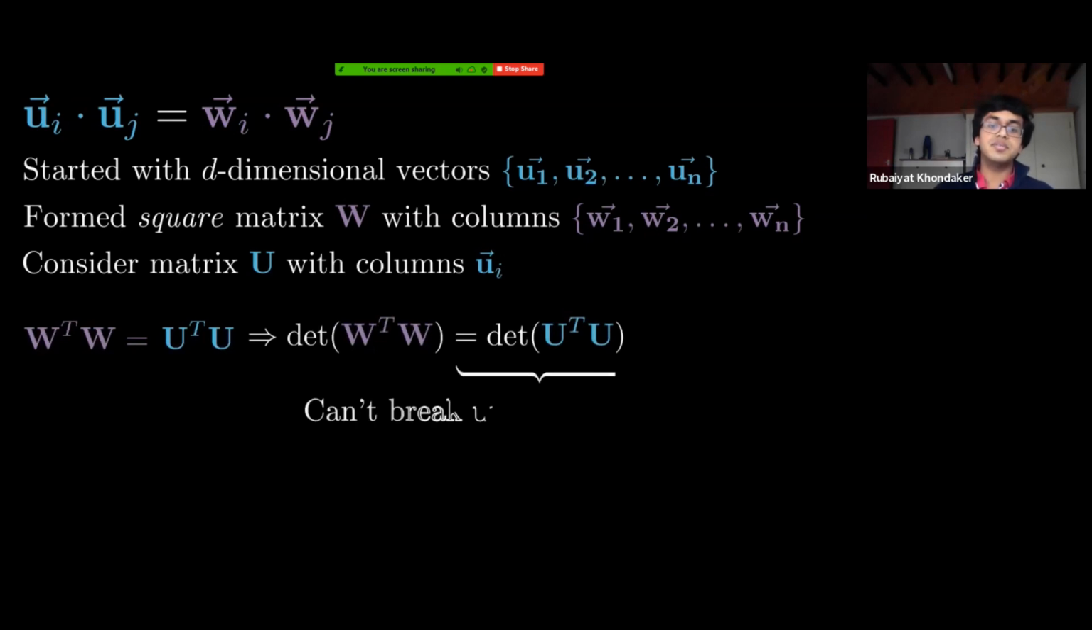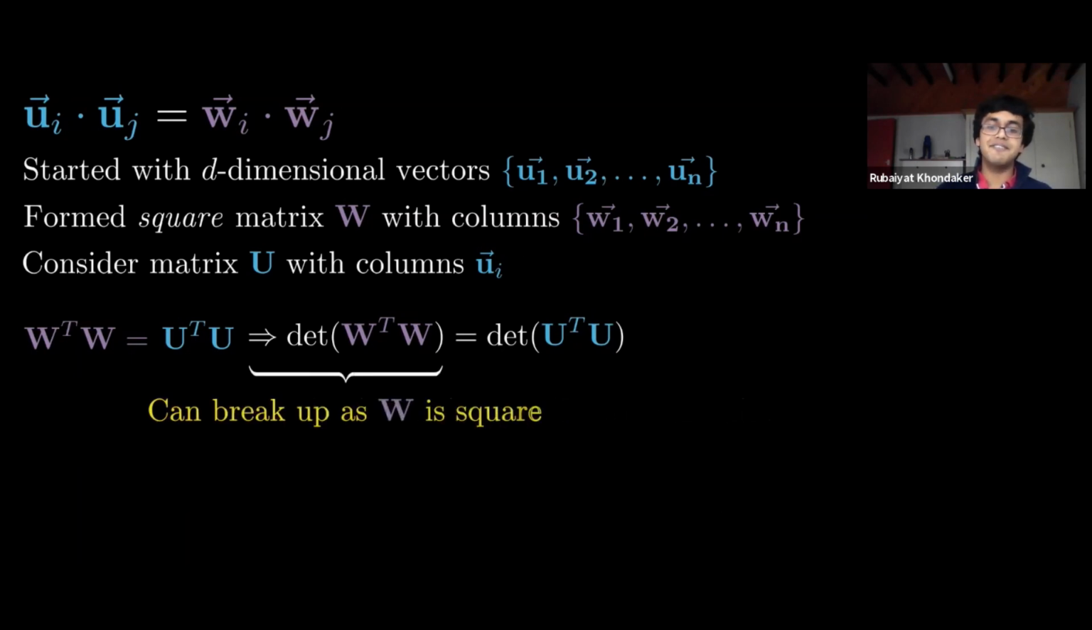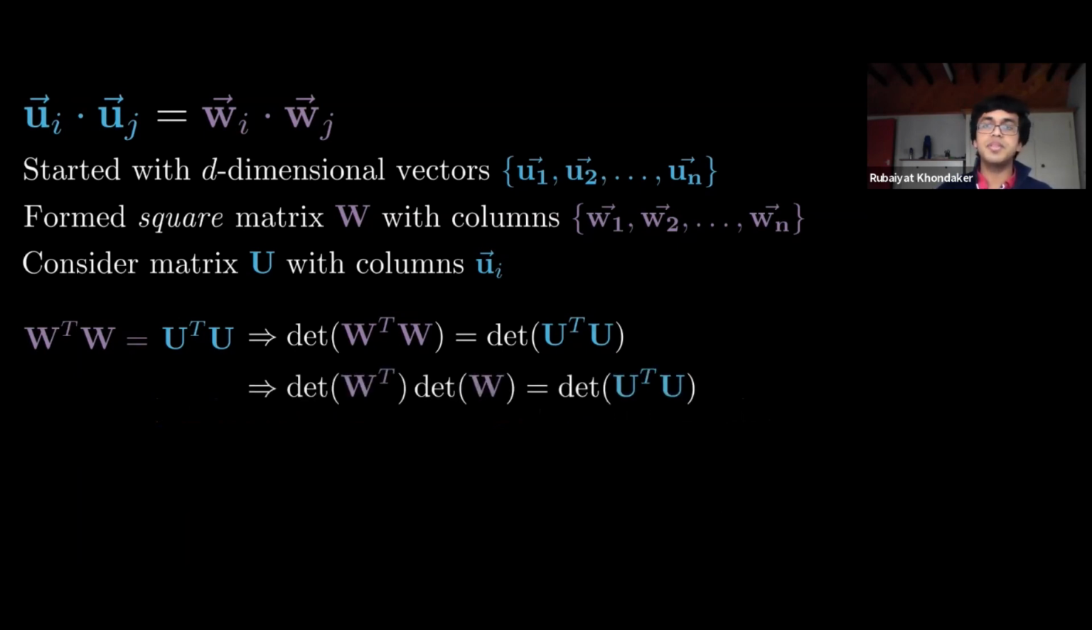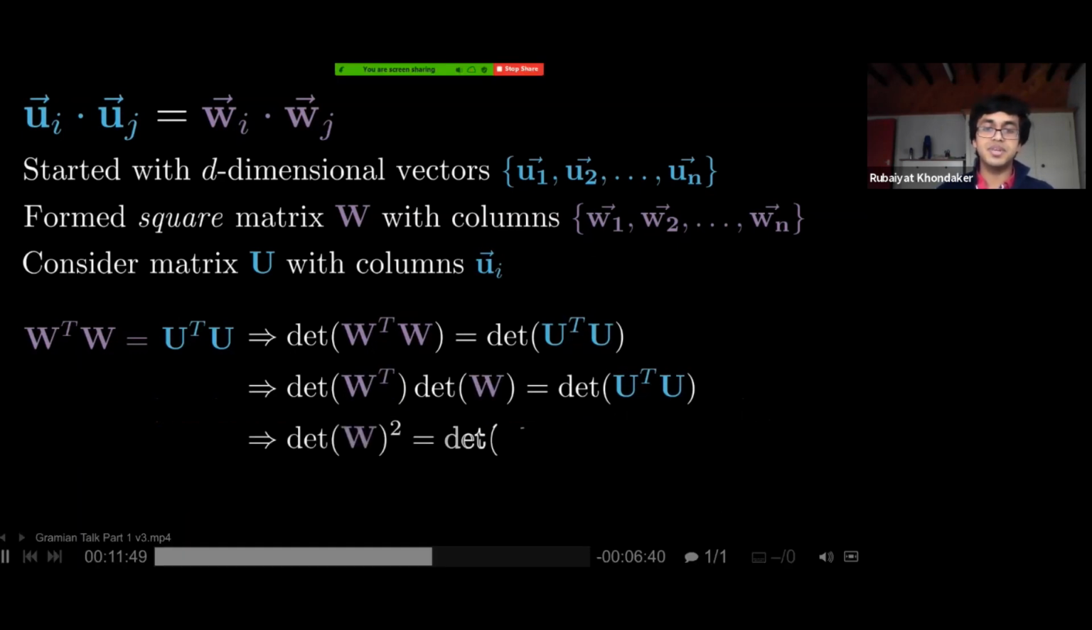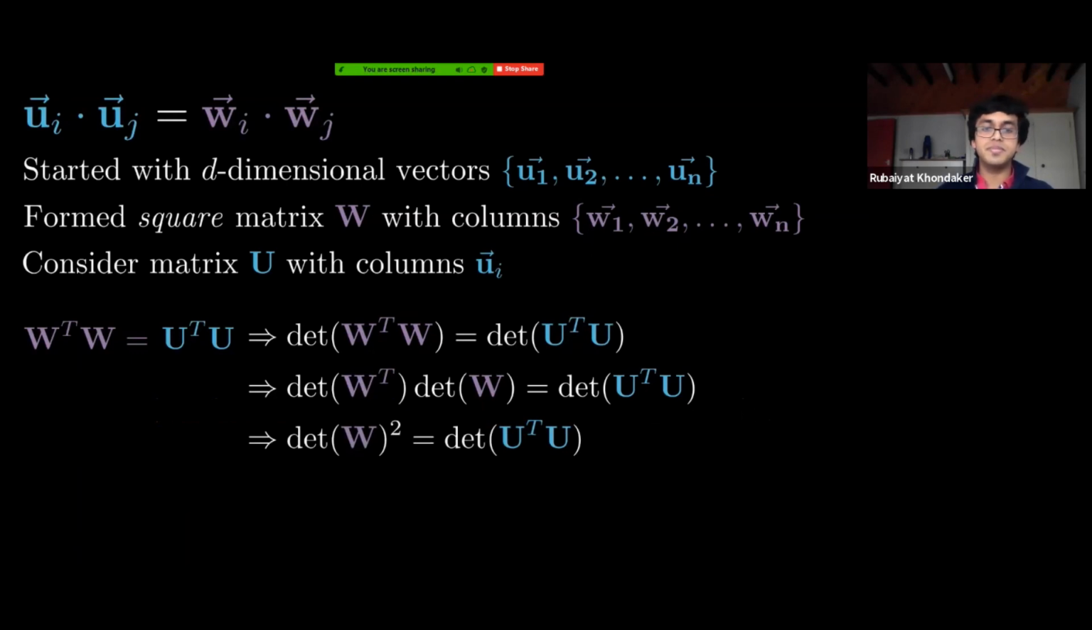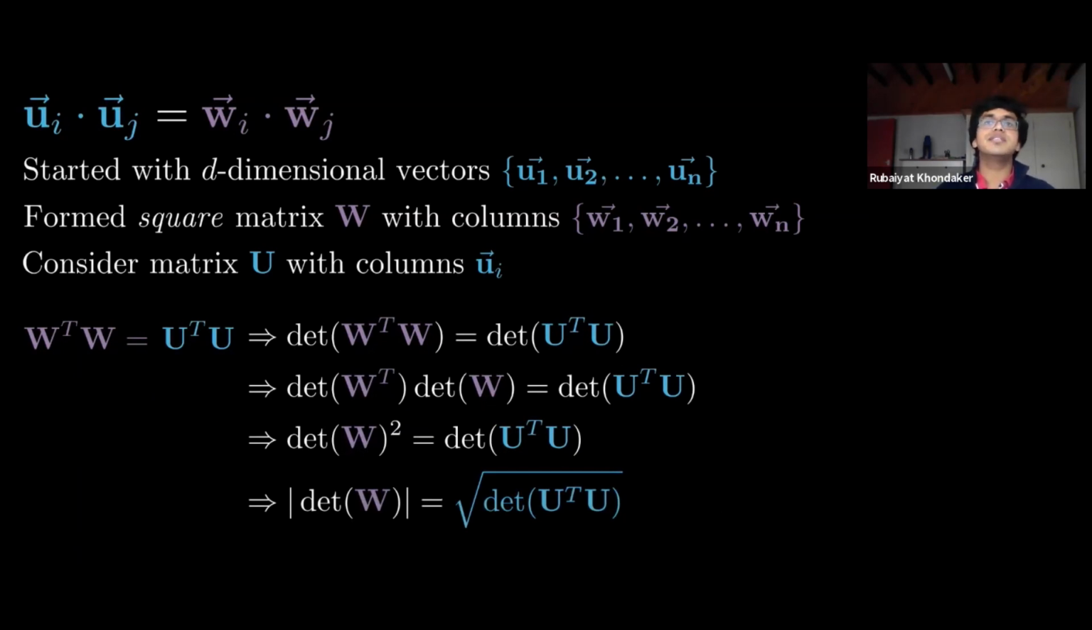The good thing is that W is a square matrix. So we can break up that left factor as det W transpose times det W. Then you use the fact that the determinant of a transpose is the same as the original determinant. So det W squared is that of U transpose U. You take square roots on both sides, and you get that the absolute value of det W is the square root of the determinant of U transpose U.